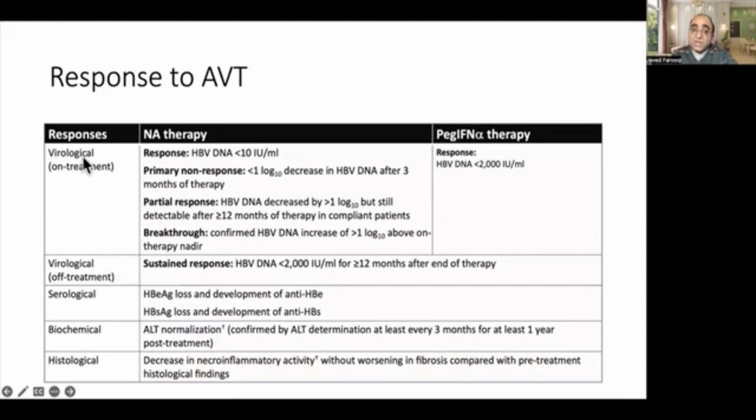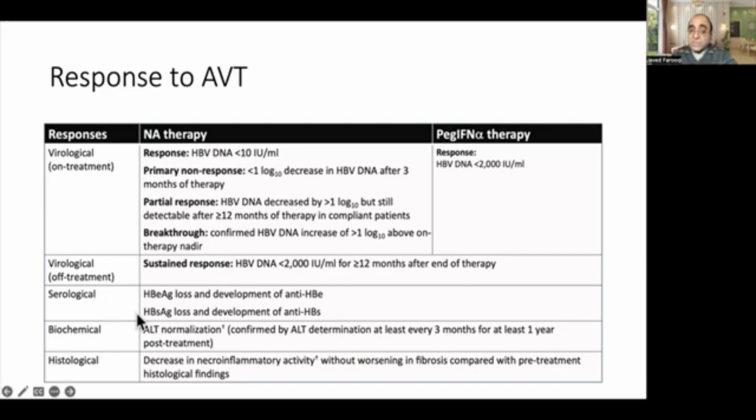This is virological on-treatment response, and one is virological off-treatment response. Virological off-treatment response is sustained response when the DNA level is less than 2000 for more than 12 months after end of the therapy. You start the therapy and the PCR level remains less than 2000, then you say that the patient has got the virological sustained response of treatment.